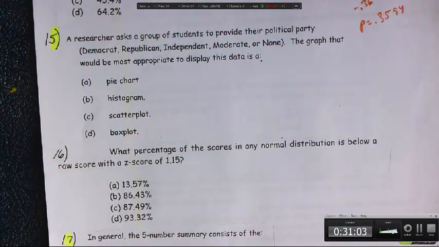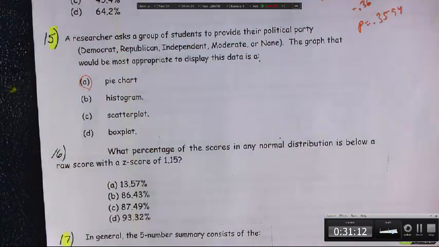Researcher asked a group of students to provide their political party. Which of the following would be appropriate? We're talking about what kind of data? Categorical, so therefore we use a pie chart.